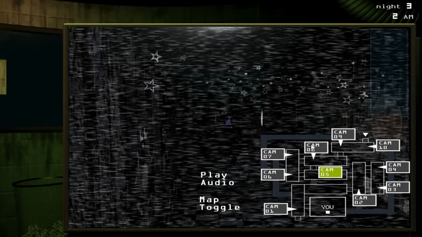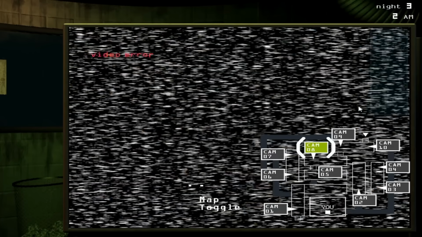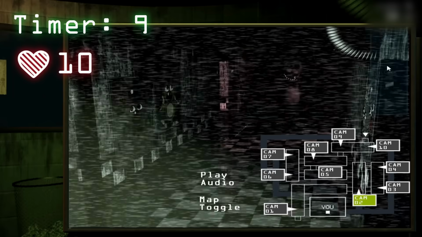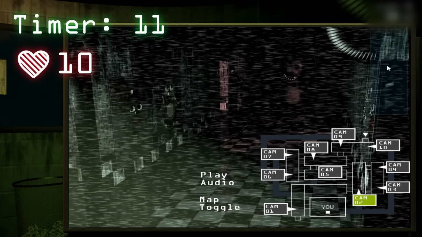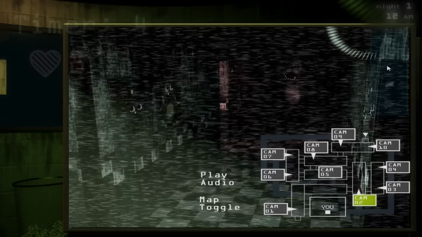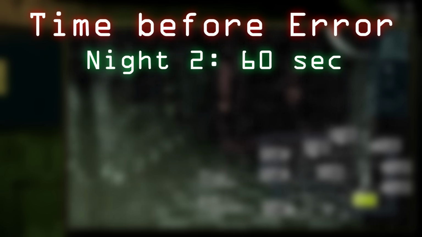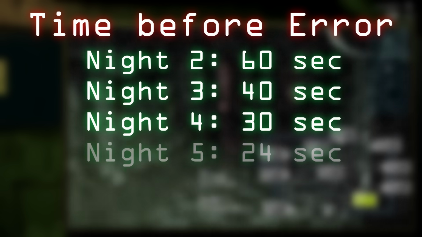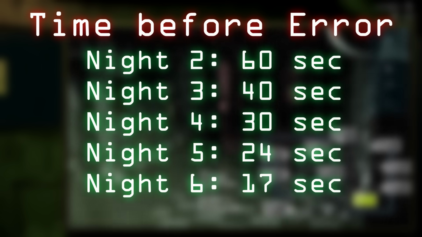The camera system is pretty simple. It also has 10 health points, but the damage is based on a timer. While looking at any of the cameras, the timer is incremented by 1 every second. When the timer reaches 12 seconds, its value is reset and the current Springtrap AI level is subtracted from the health variable. This basically means you have 60 seconds of camera usage on night 2, 40 seconds on night 3, 30 seconds on night 4, 24 seconds on night 5, and 17 seconds on night 6.